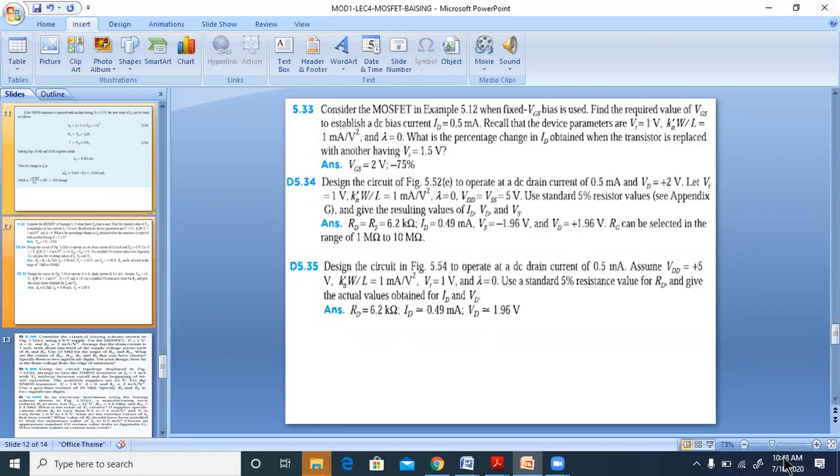So we'll get here the value of VS as well as VD somewhere at 1.96, and we can select the value of RG in the range of 1 megohm to 10 megohm. So that's how we can solve this equation. I hope I have solved that in the class also. Just check it up. So with this, we'll try to stop the recording and the class.